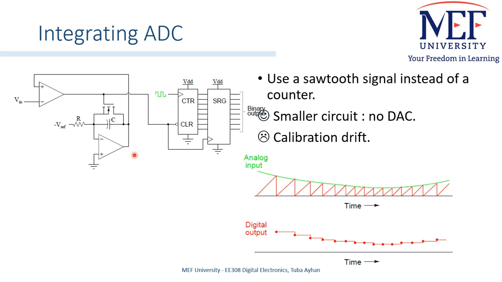Again, instead of using a counter, we can use a sawtooth signal which generates this ramp function. So it is a very small circuit compared to a counter, and we don't need D to A converters. The same problem with timing also occurs here, and we may also face calibration drift, which is due to the values of this capacitance, resistor, and the gain of this op-amp here.